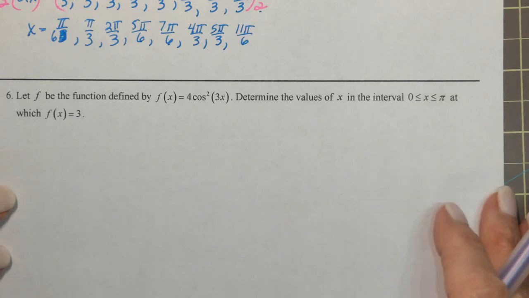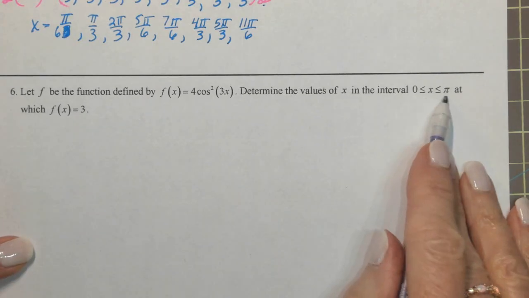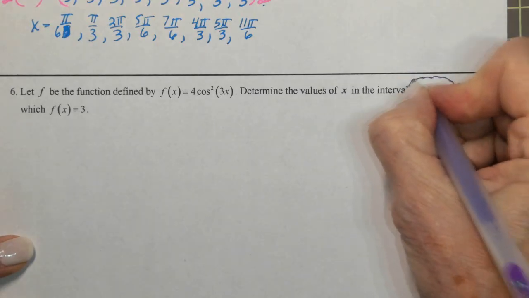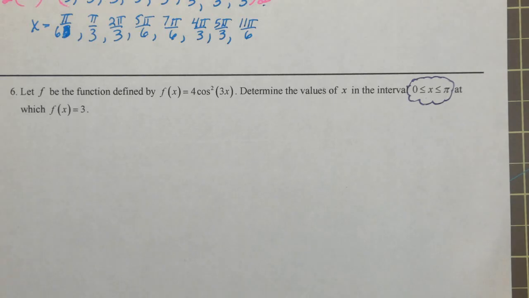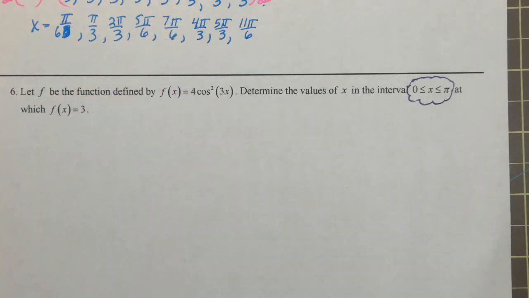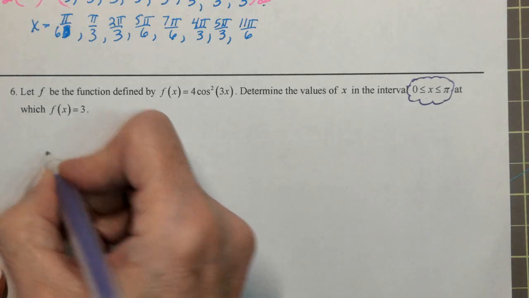Okay, let f be this function. Let's find the values of x between 0 and pi. That's going to alter things a little bit. So we need to make sure that our answers don't go over pi. All right? At which f of x is 3.